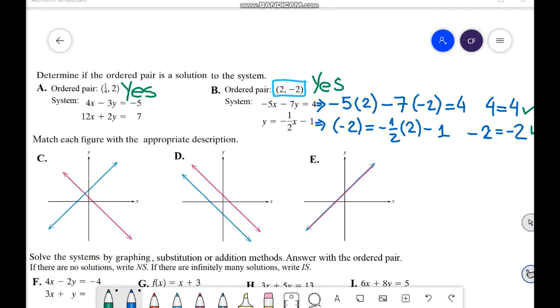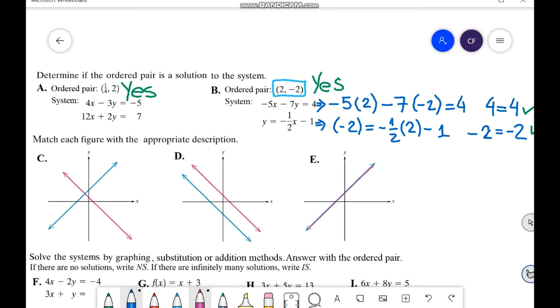Let's move to the next set. You all agree? Thank you, Ewil. If we all agree with the first set of questions, let's move to the next set. In the next set of questions, you have to match each figure with the appropriate description. These lines here represent linear equations, and you have to figure out if the linear equations have one solution, no solution, or infinitely many solutions.